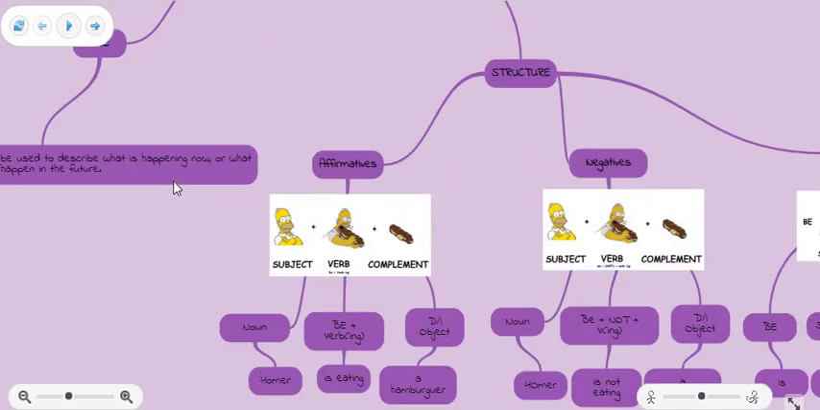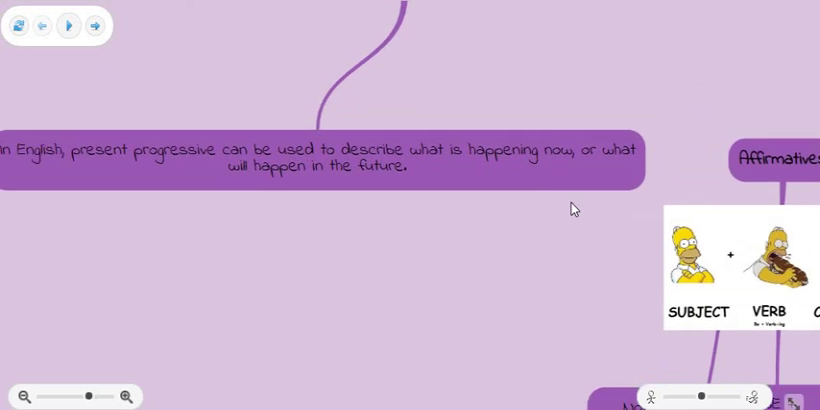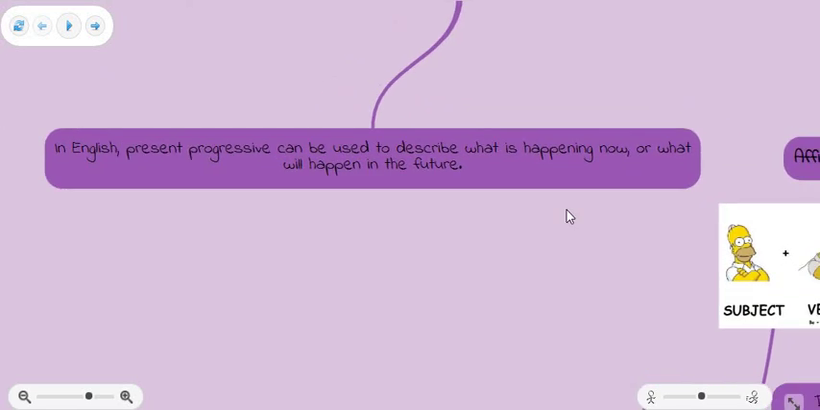So its use, as you can see here in this slide, says that in English present progressive can be used to describe what is happening now or what will happen in the future. So there are two main purposes, as you can see. One, to state what happens at the moment when you are speaking, and the other one says that what will happen in the future, something that you will do in an immediate future, in a possible future.